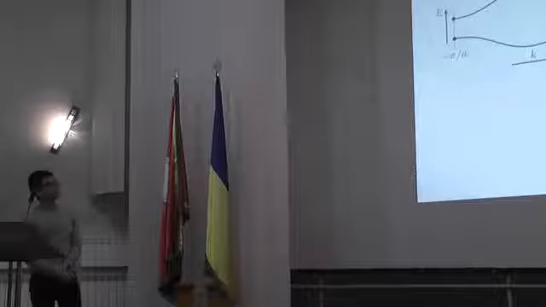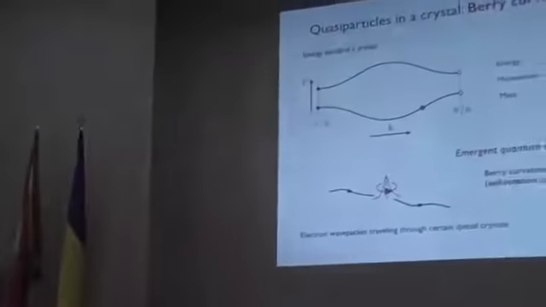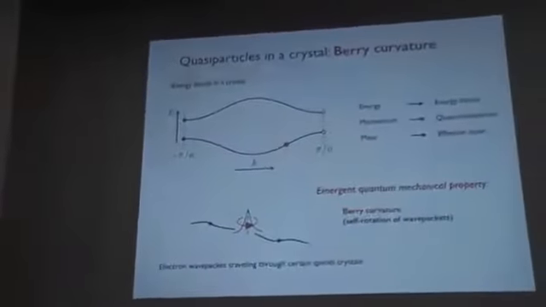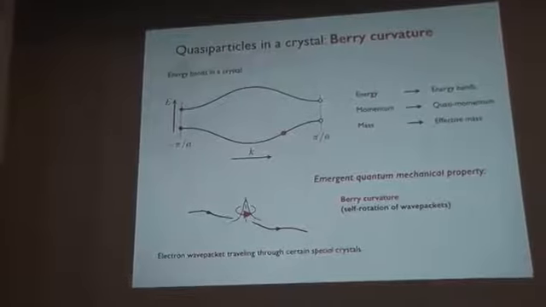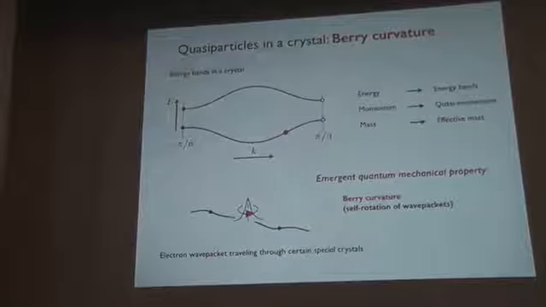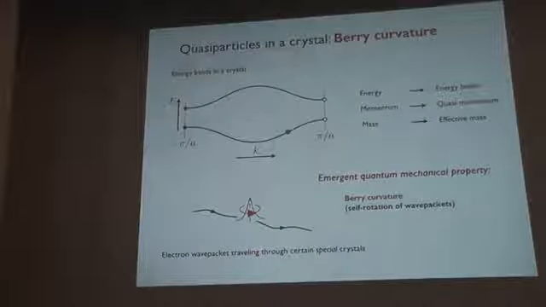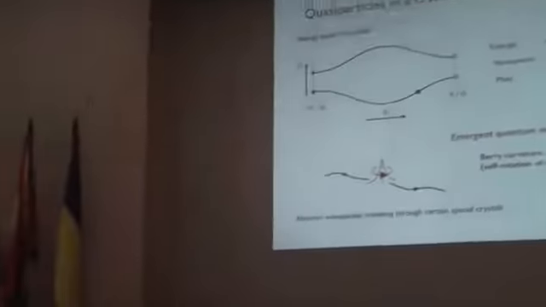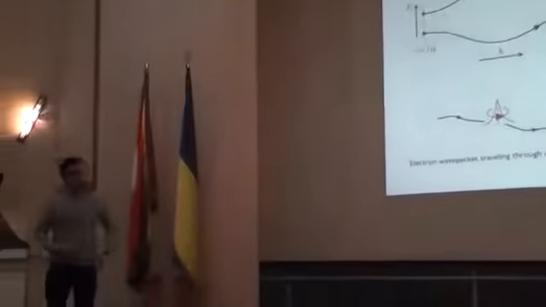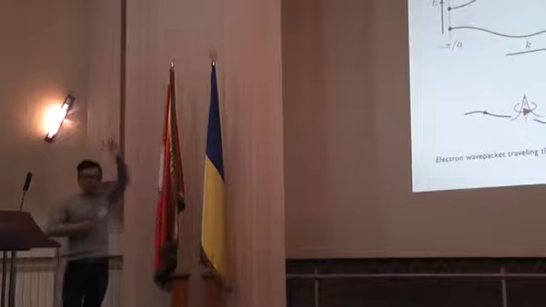It turns out, however, that there is another property inside these crystals, which is not described by these conventional energy bands, quasi-momentum, and effective mass, and that doesn't really emerge in free space. That only arises in these crystals, and this thing is called Berry curvature. Berry curvature is an emergent quantum mechanical property of these crystals, and you can think of it as a self-rotation of a wave packet.